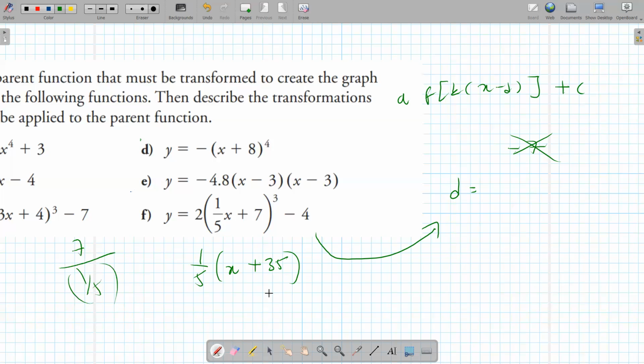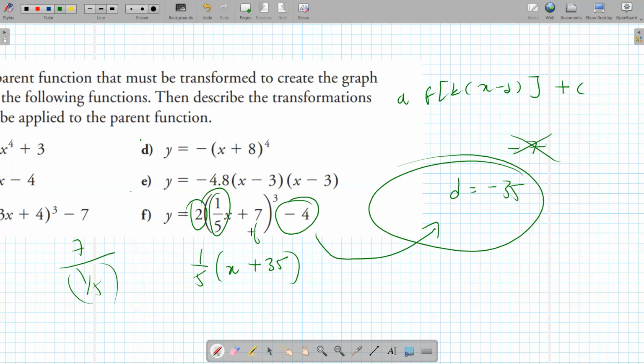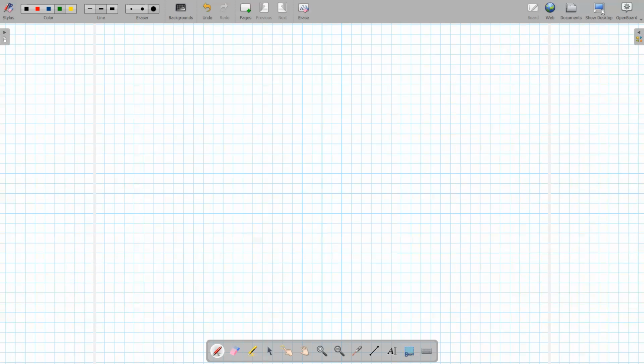So what does that mean for the d value? What is it actually? It's not -7. It's -35. Exactly, it's -35. There's a horizontal shift, or it goes to the left by 35 units. Okay? That's the only one you have to be kind of careful for, because everything else is pretty obvious. A is 2, K is 1/5, C is -4. It's the D value that's always going to be the hardest. So you just got to take some things out.